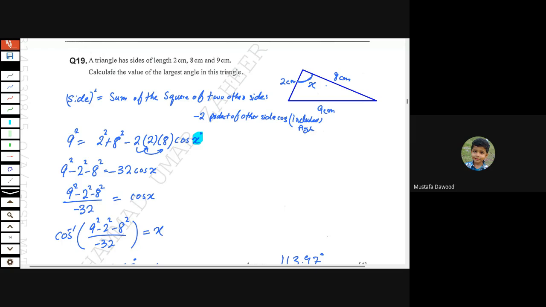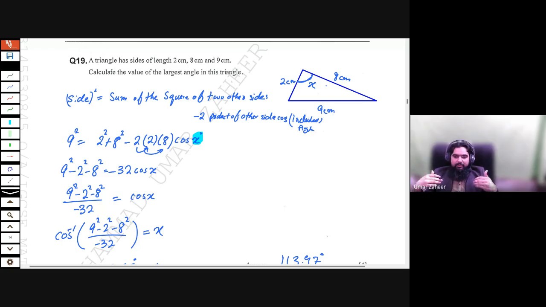Obviously, if you are going to talk about the largest angle, the largest angle will be opposite to the largest side. If he says to find the smallest angle, the smallest angle will be opposite to the smallest side. All right.